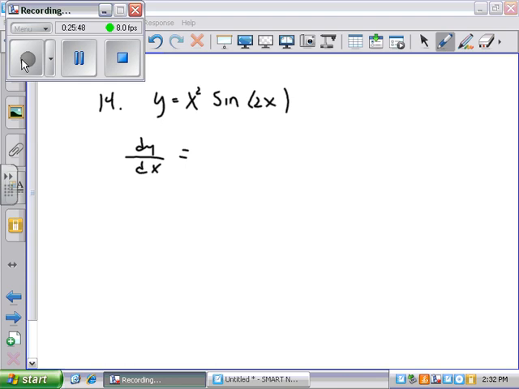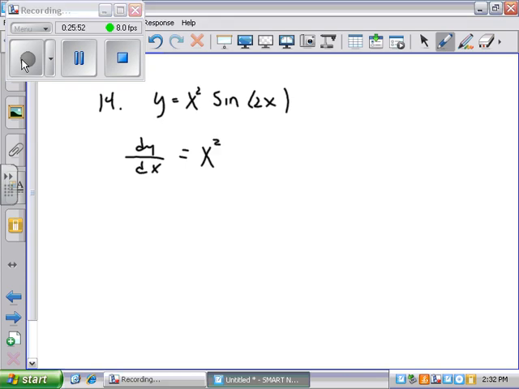Okay, so question 14. It sounds like people did the product rule first: the first times the derivative of the second, plus the second times the derivative of the first. And then gave up because the answer wasn't there. Isn't that correct? All right.